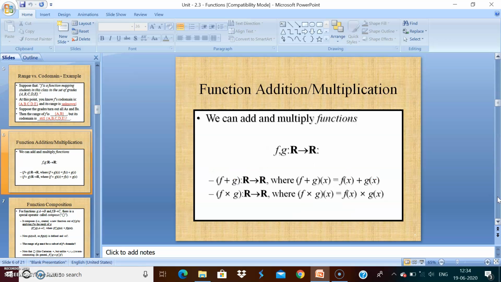Next is operations on functions. Let f, g be two functions from R to R. The addition of two functions, f plus g, means f(x) plus g(x). Sometimes a multiple: f times g from R to R means f(x) times g(x).